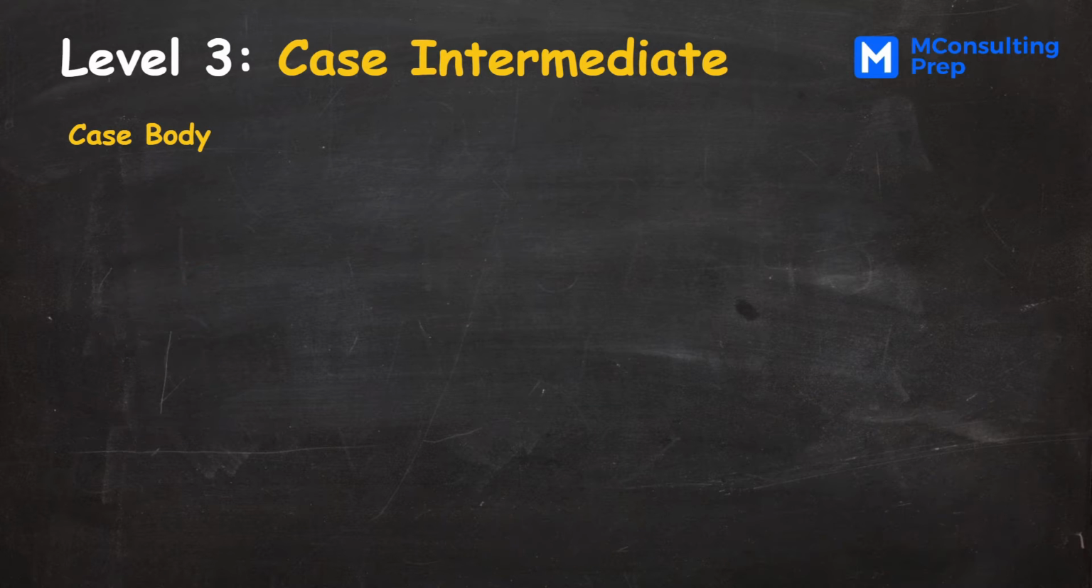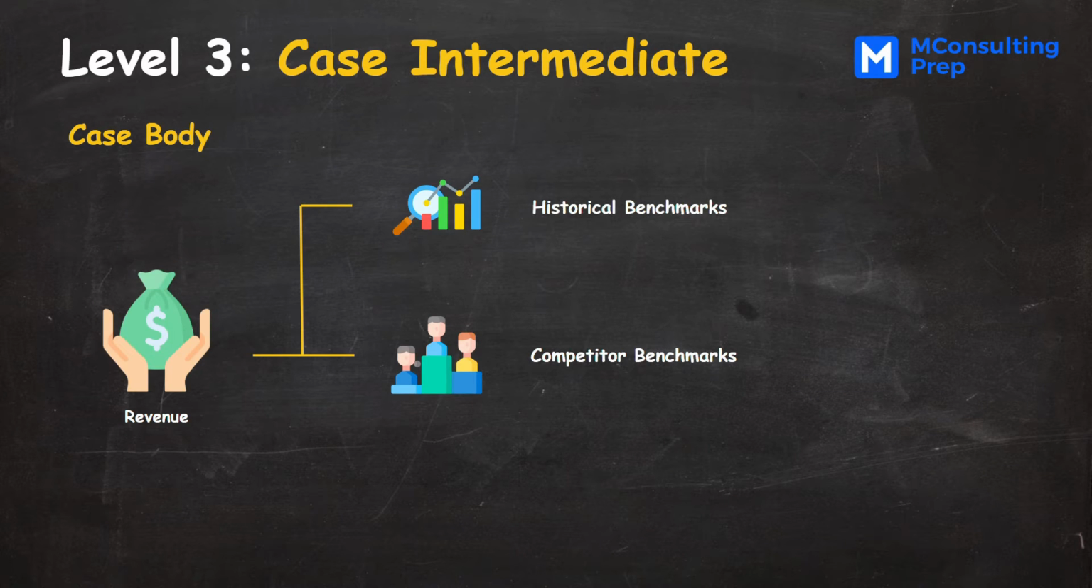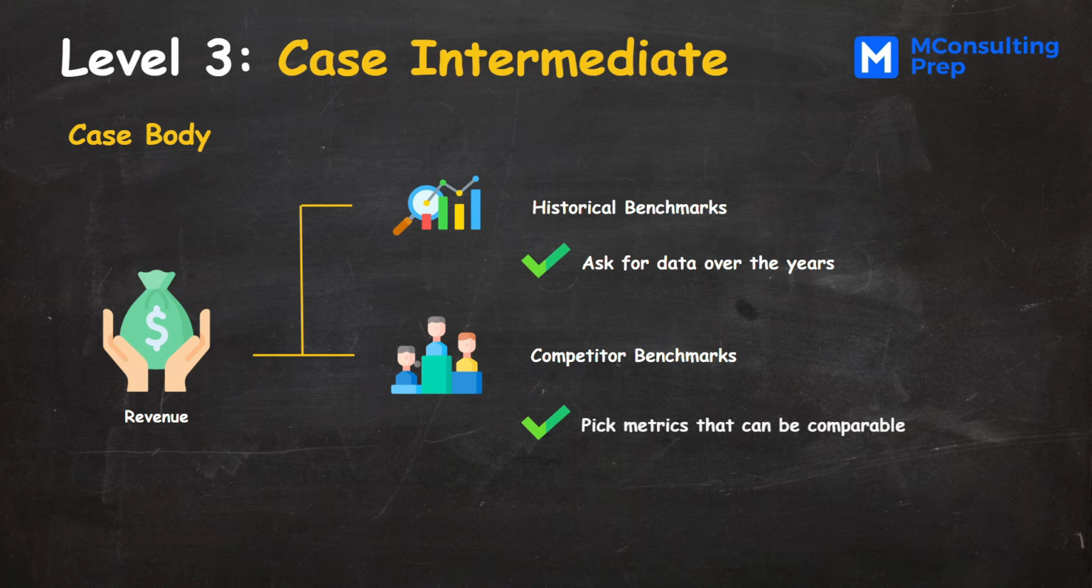To test that revenue branch, 2 classic ways that can be applied in many cases are historical and competitor benchmarks. For historical benchmarks, ask for SpaceX's revenue over the years. If revenue is going down, red flag. Competitor benchmarks are a little trickier, as you have to pick metrics that can be comparable. For example, it's not fair to compare SpaceX to Virgin Galactic, as the 2 companies have different tenures in the industry and even different products. A quick hack is to add the per aspect to the metric, revenue per dollar invested, or revenue per $1 billion asset, for example.